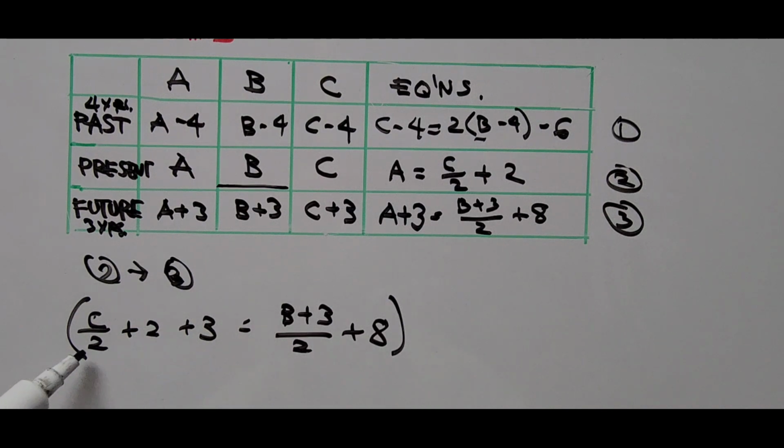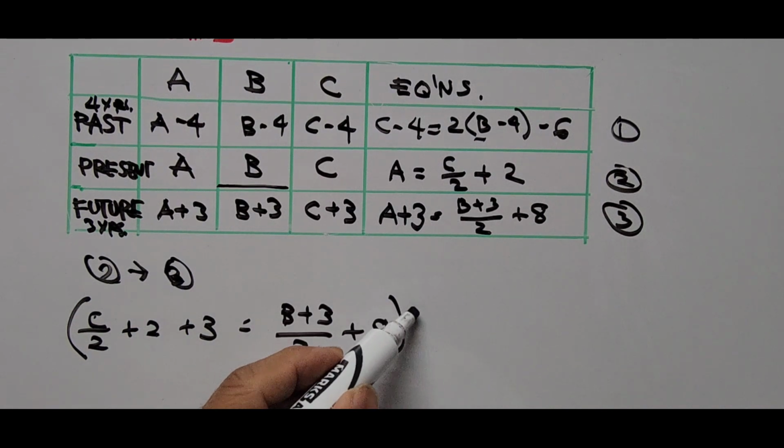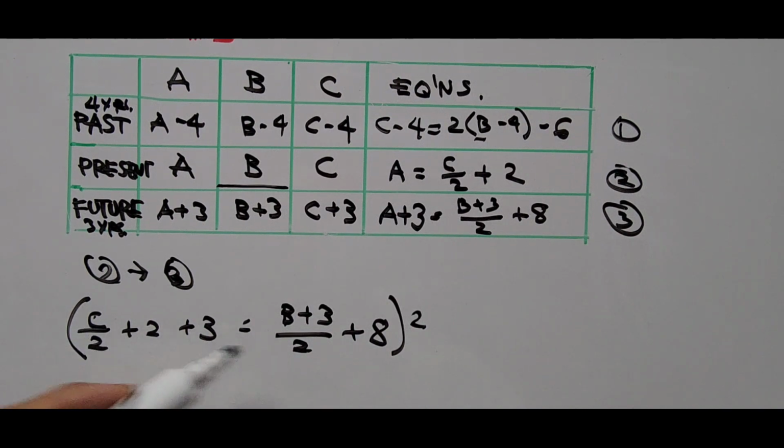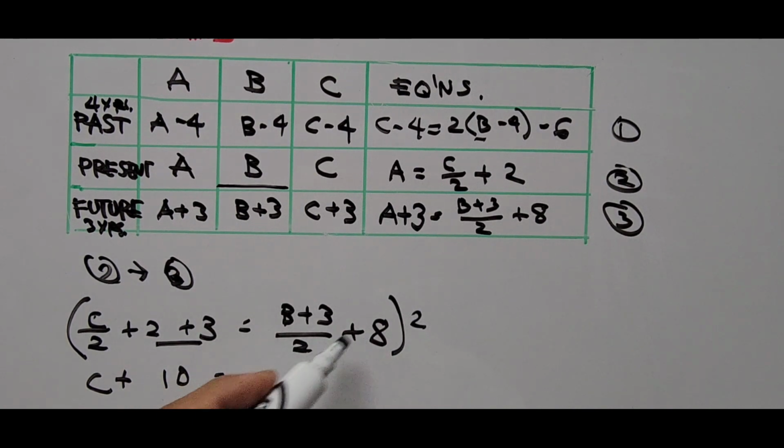Simplify it by getting rid of the denominator of 2 right there. So you multiply the whole equation by 2. So this is now C divided by 2 times 2, that is C. Then plus, add this 2 plus 3 is 5, times 2 is 10, equals B plus 3 divided by 2 times 2, that is B plus 3. Then plus 2 times 8 is 16.